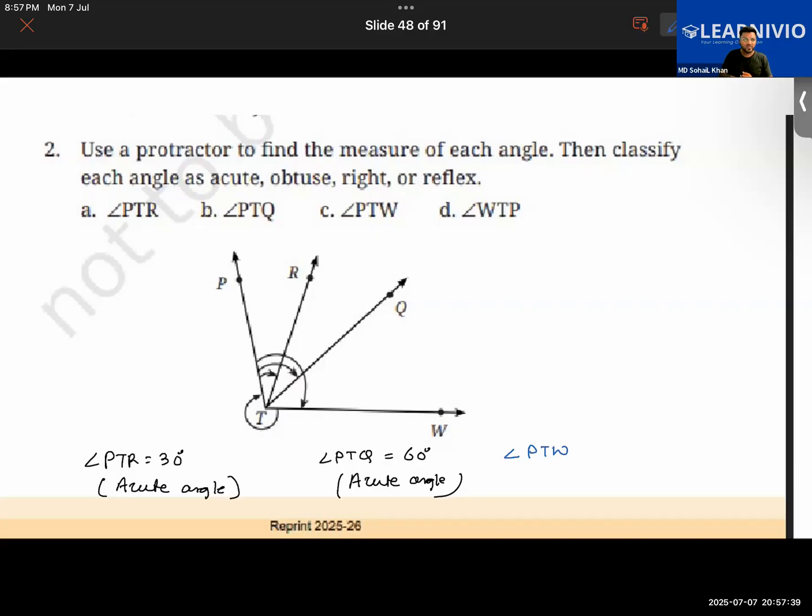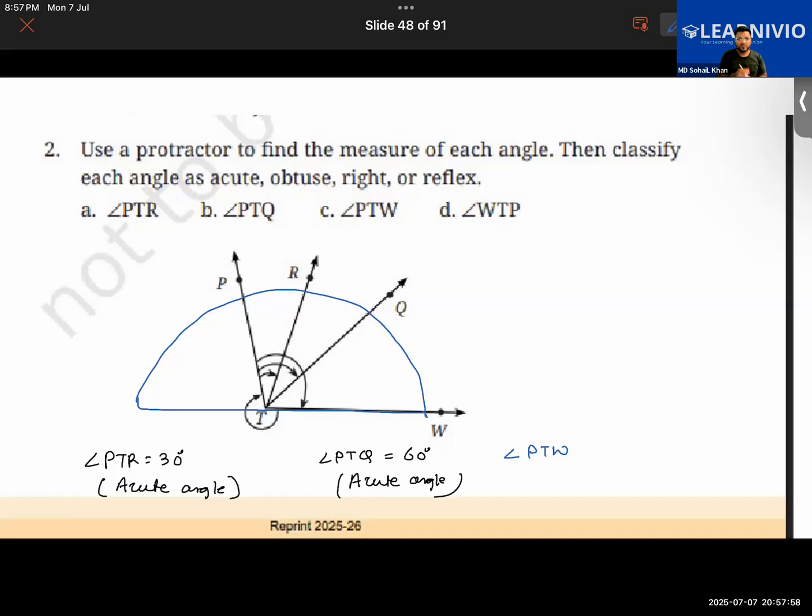Habib, you know how to place the protector, no? You will be placing the protector like this. The center of the protector should be placed just above the vertex T. You will count from this side. Okay?